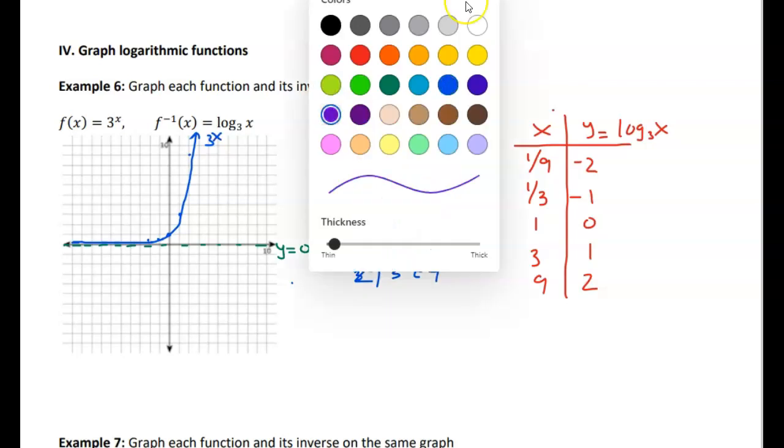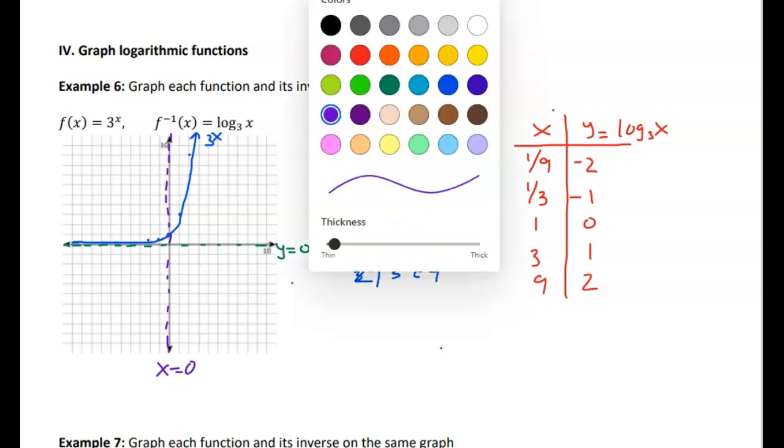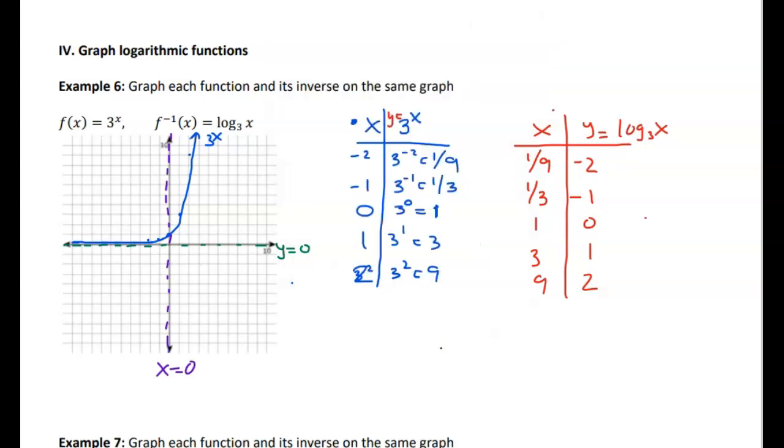Now for the log graph, the horizontal asymptote is going to turn into a vertical asymptote because x and y switch. So this is an asymptote at x equals 0. And then let's graph the points. When x is 1/9, we get -2. When x is 1/3, we get -1. When x is 1, y is 0. X is 3, y is 1, and x is 9, y is 2.